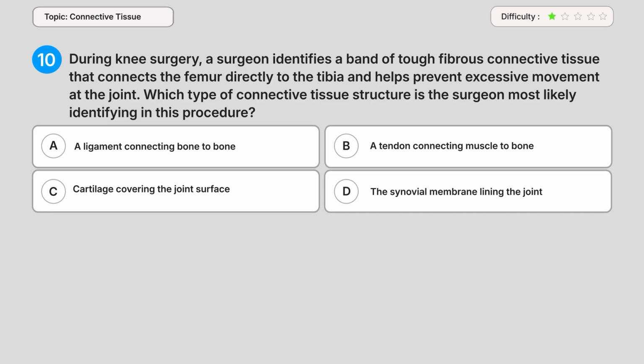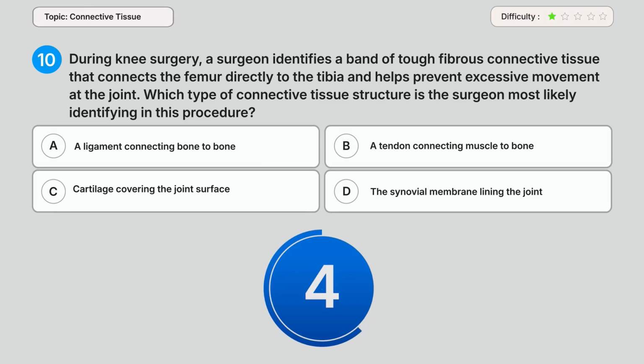A. A ligament connecting bone to bone. B. A tendon connecting muscle to bone. C. Cartilage covering the joint surface. D. The synovial membrane lining the joint. What do you think is the answer?